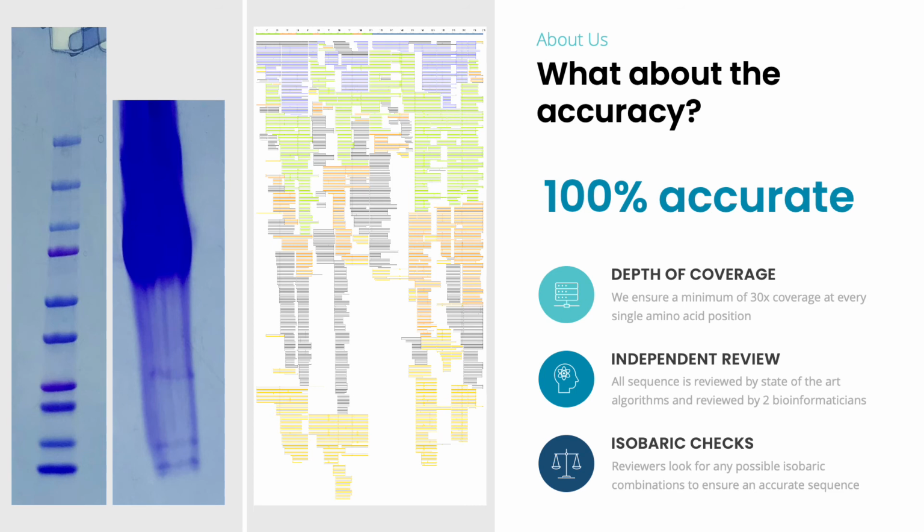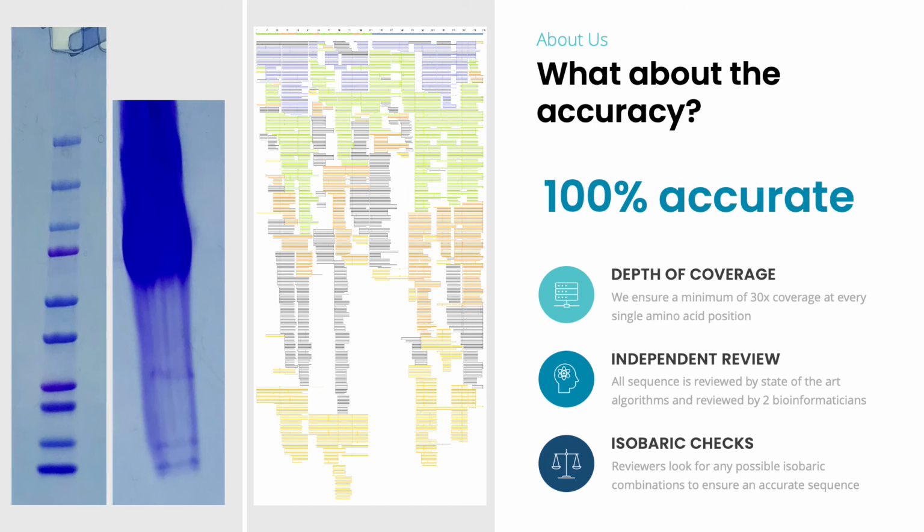So we guarantee a minimum of 30 times coverage on every single amino acid position. That's in the CDRs, in the constant region, absolutely everywhere. We want to make sure that every single amino acid is verified with multiple different coverage reads from multiple different protease digestions. And we are going to review that over and over again.